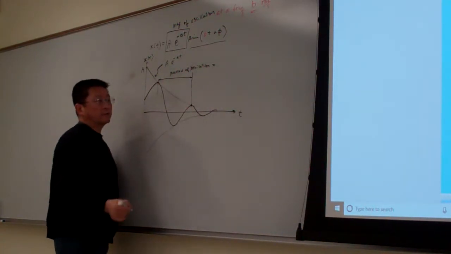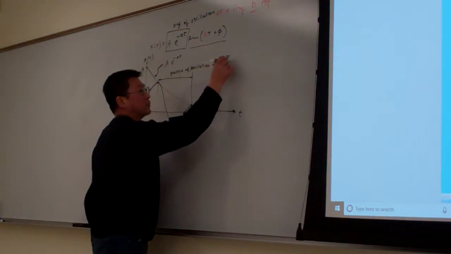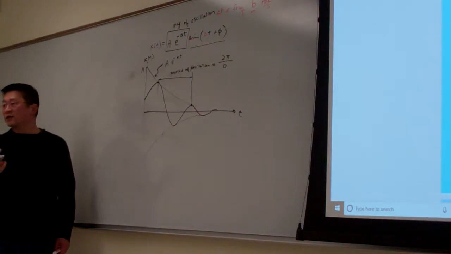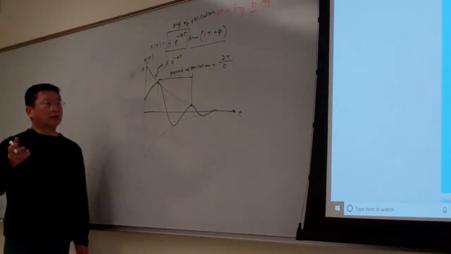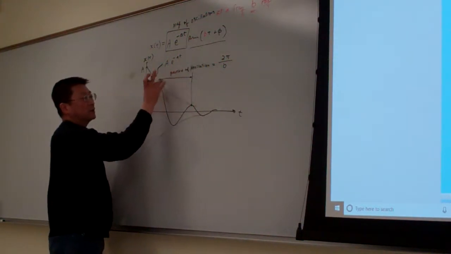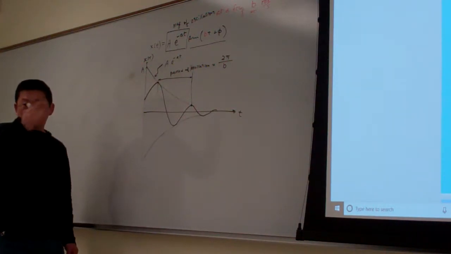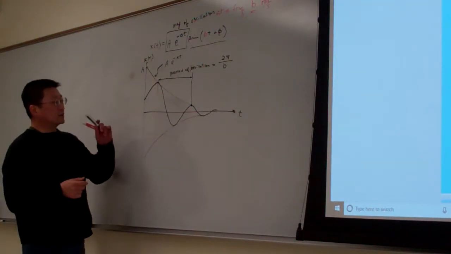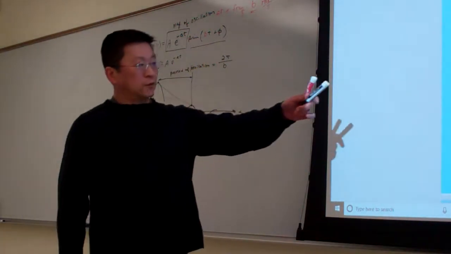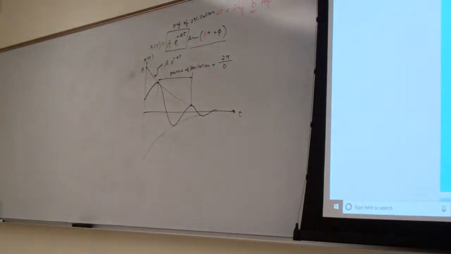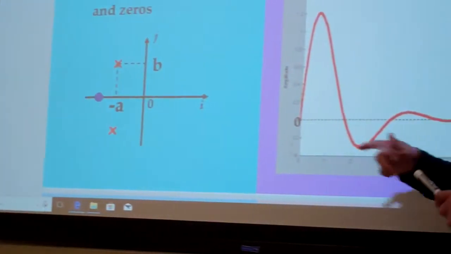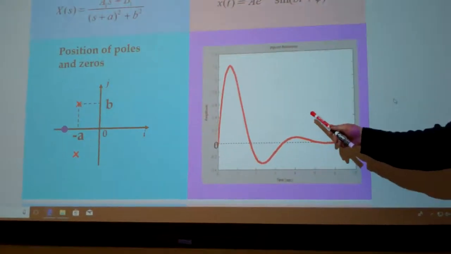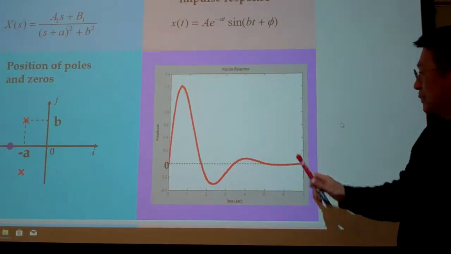And by definition it is 2 pi divided by the frequency B. So that means the larger the magnitude of B, the smaller the period will be, which means oscillating much quicker. So one example could be like this. For this drawing, the phase angle phi equals 0. So that is the drawing of the features in the time domain.